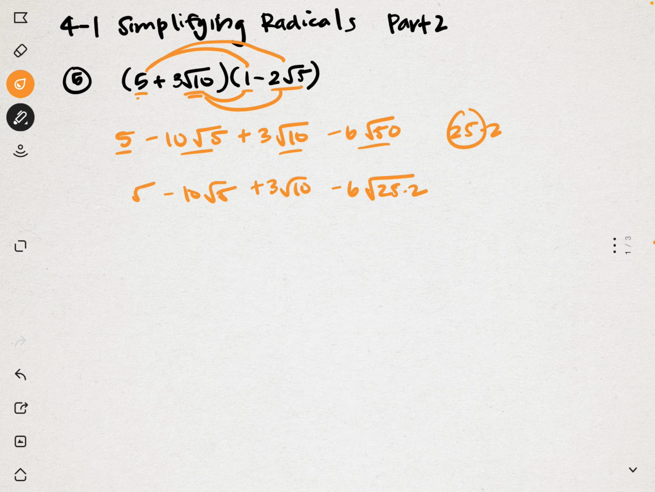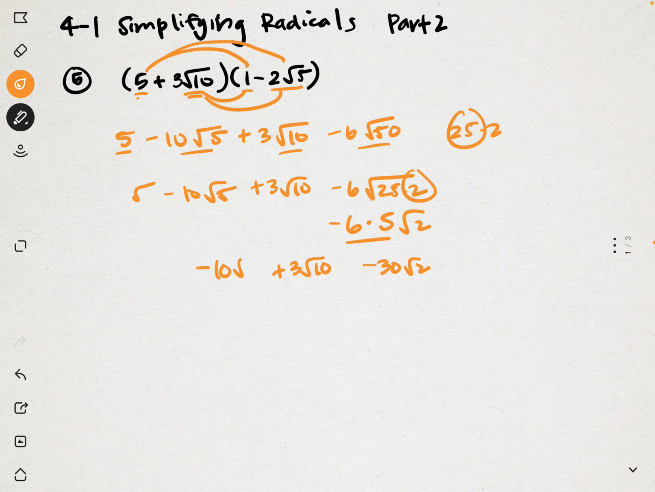Everything else stays the same. And then we're going to break down 25 times 2. So 25 is a perfect square, right? So the square root of 25 is 5. The 2 stays where it's at, right? It stays inside the radical. There's no perfect square there. So let's skip all the stuff on the left side and just simplify this. So negative 6 times 5 is negative 30 square root 2.